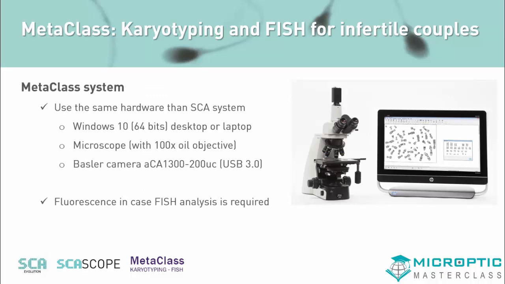The MetaClass system is composed of a computer with Windows 10, which can be a desktop or a laptop, a standard microscope with a 100x oil objective, and a digital camera, a Basler camera, that is connected to the microscope and gives the images to the computer. The good thing about the MetaClass is that it's the same hardware as the SCA. So people who already have the SCA can use all the hardware and they just need to buy the software.